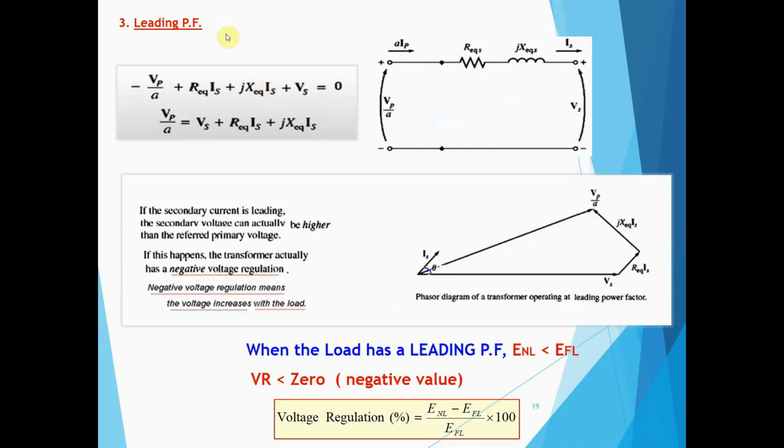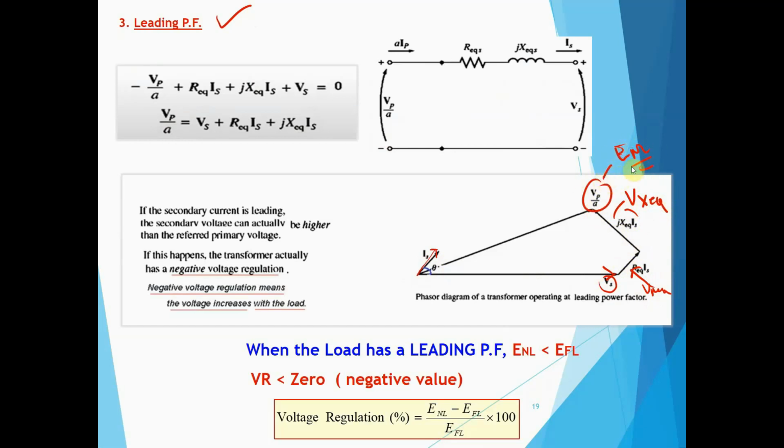Now, what will happen if we have a leading power factor? Leading power factor. So, let us again focus on VS. This is our VS. This is our reference. If it is leading, where is the current? The current is somewhere here, leading, right? So we can reflect here this voltage of R_eq IS. And from here, we can add now the jX_eq IS here, right? And this will be now VP over a, or this is the E no load.